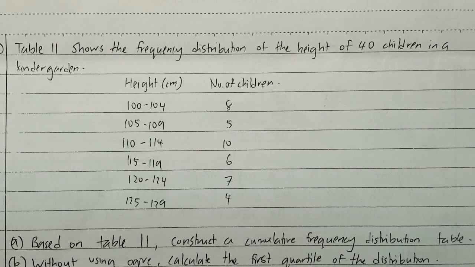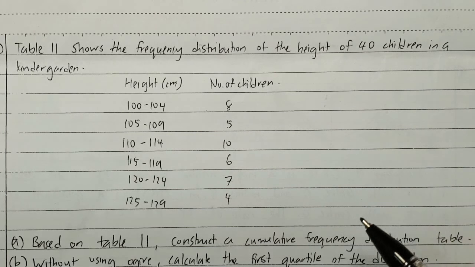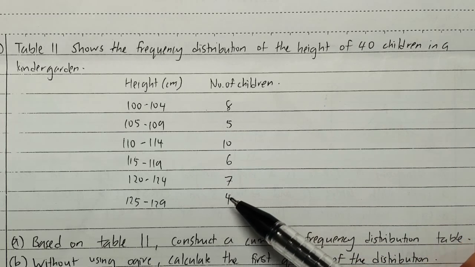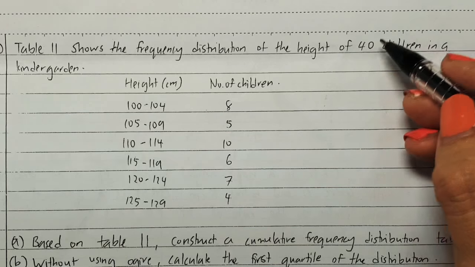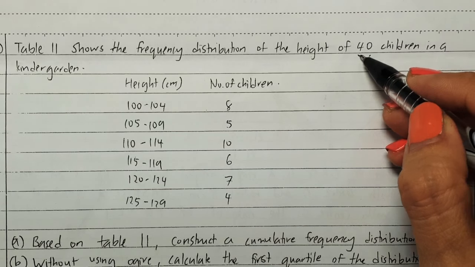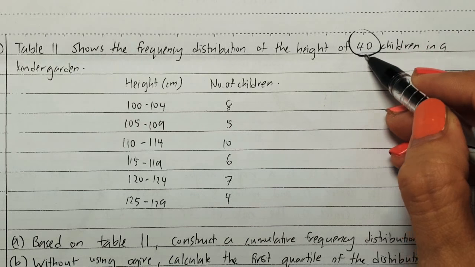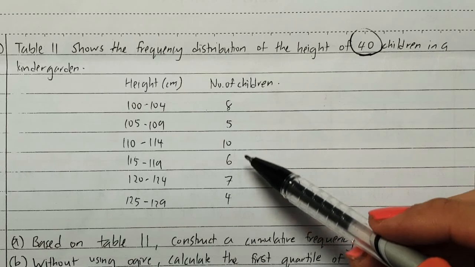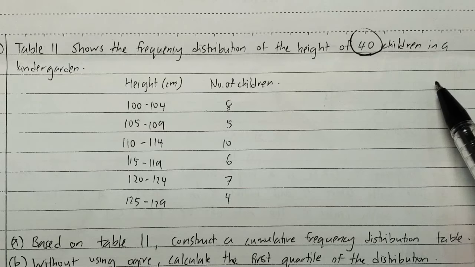All right, this is question number 11 in paper 2, section B. Now, for this one, it's a statistics question. This table shows the frequency distribution of the height of 40 children. So our total frequency is 40. Now we have the height and the number of children. This is in the kindergarten, yeah?